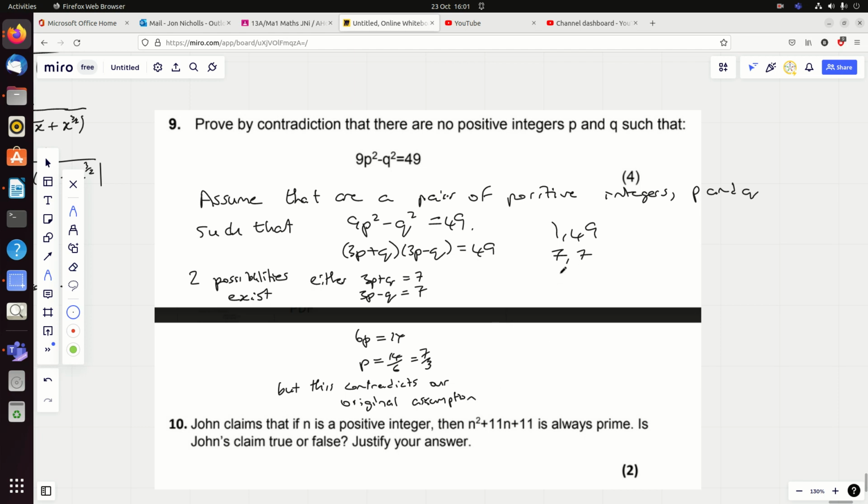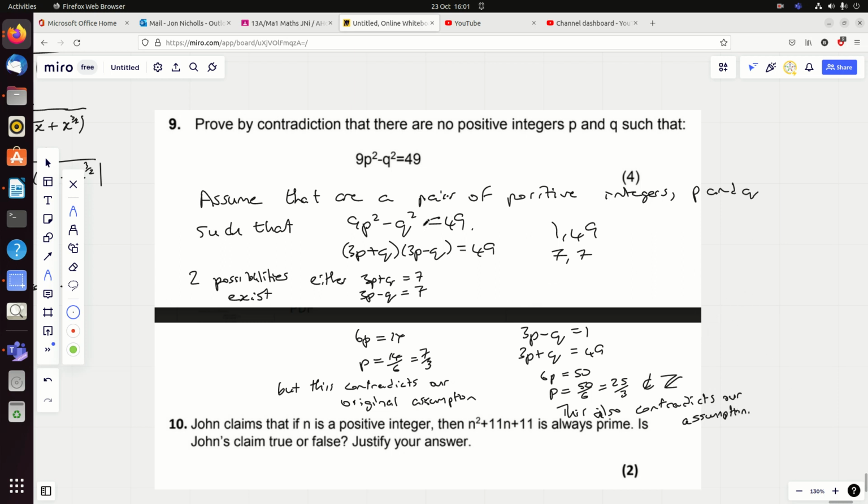The other possibility is that one of them, let's assume it's the smallest one, is 1, and 3p plus q, the other one, must be 49. Add them together, you get 6p is 50, but that means p is 50 over 6, which is 25 over 3, which is not a member of the integers. So this also contradicts our assumption. That doesn't make any sense either, does it?